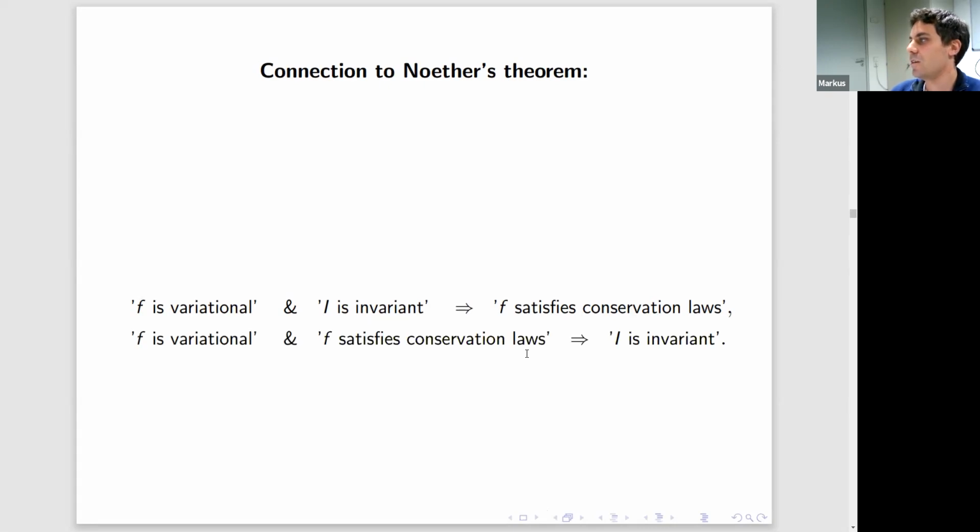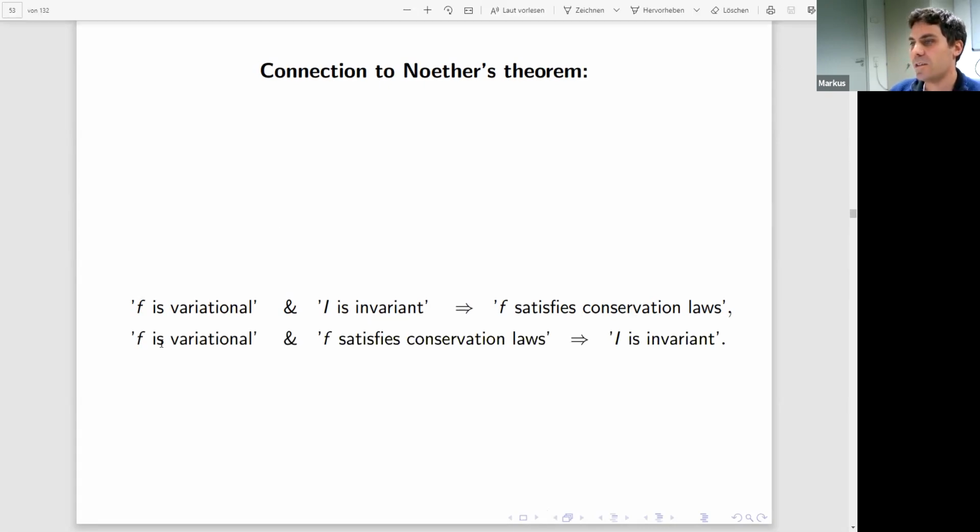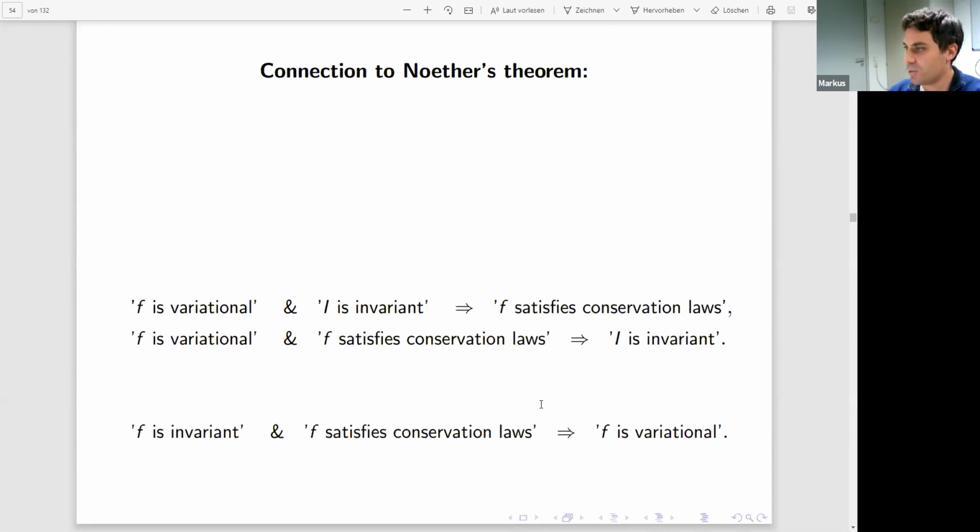But there is a converse to this. Again, if you have a variational differential equation, and if you also have some kind of conservation laws, then you can also prove that your I must be invariant in some sense. So Emmy Noether has also proven this direction. And what we want to do in this talk is that when we have a differential equation, if it satisfies some symmetries and conservation laws, then we want to prove that there exists such an I, so that this is variational.